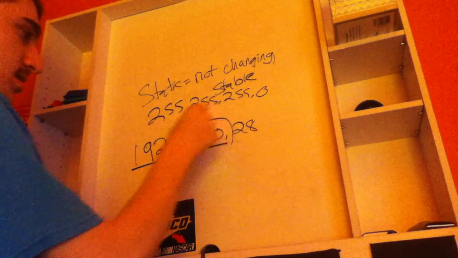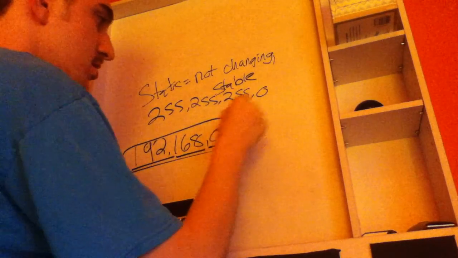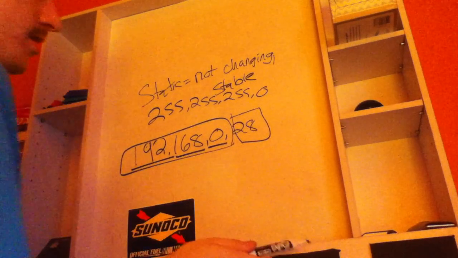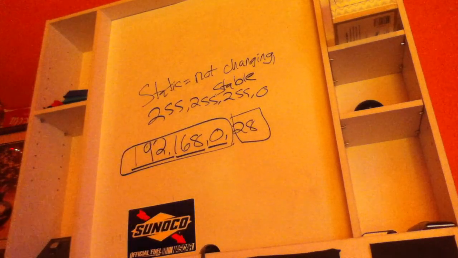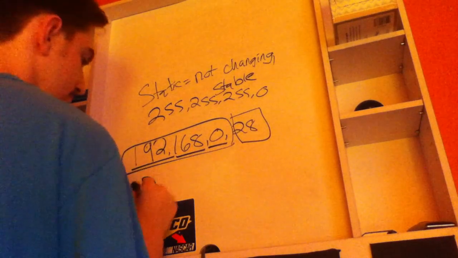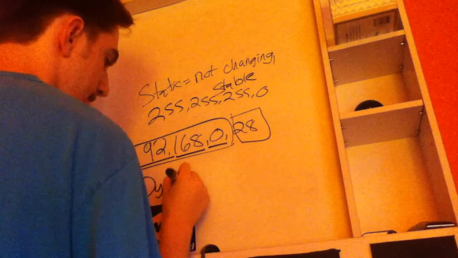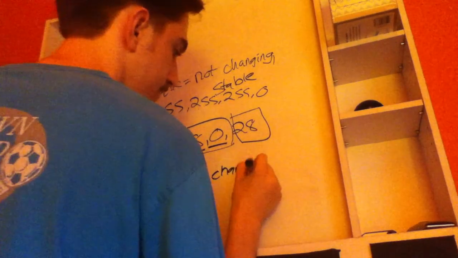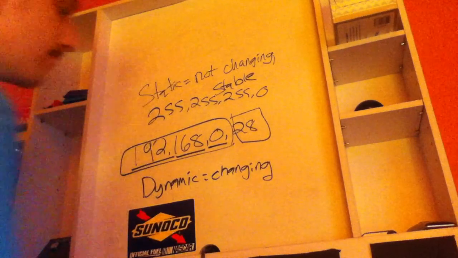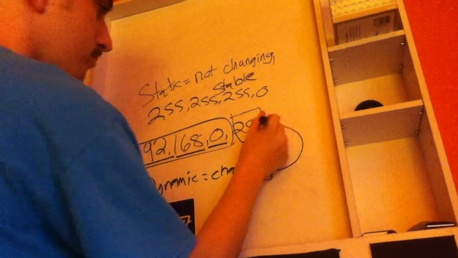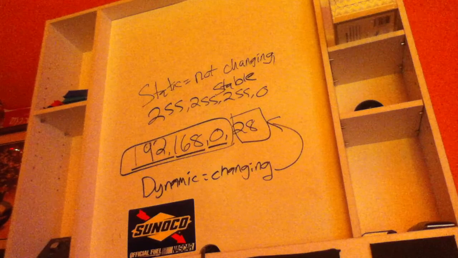This part of the address stays static. This part of the address is randomized, depending on what computer it is. Makes sense? Yes, it does. Dynamic equals changing. So what would be changing? The 28.